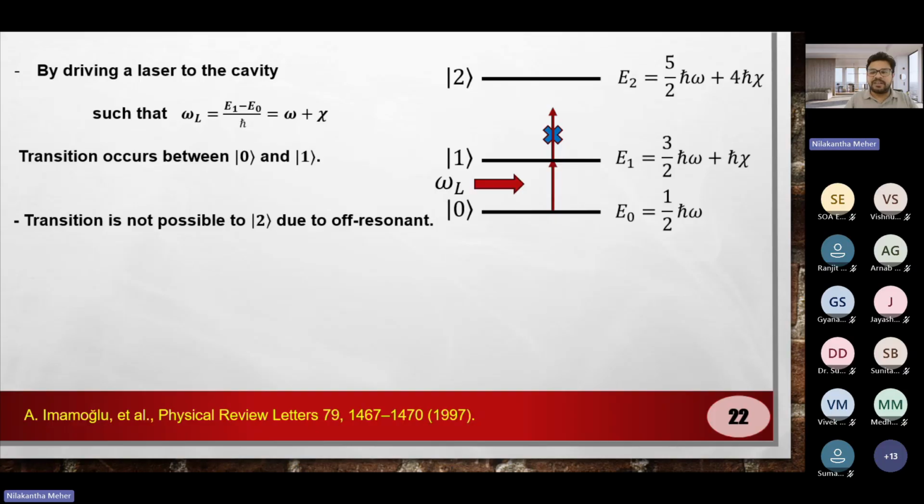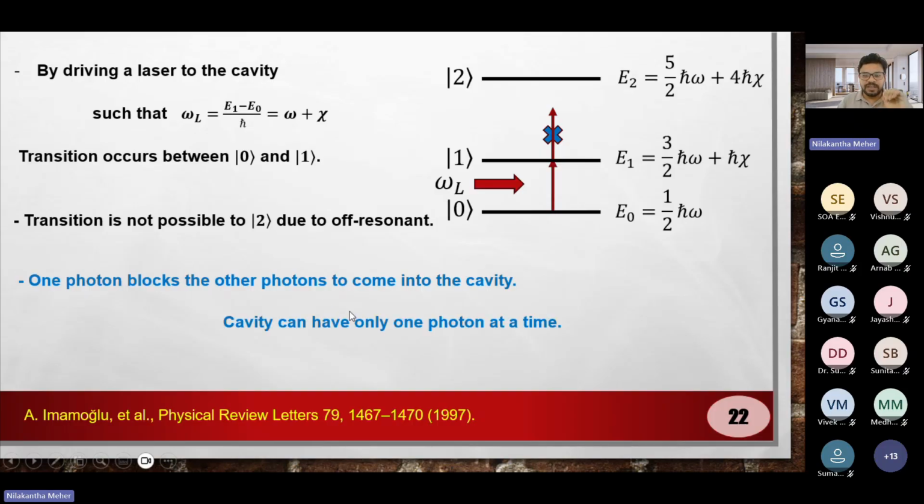So essentially what is happening inside the cavity? You have a Kerr nonlinear medium and you are driving by a laser with a frequency omega plus chi. So what is happening actually? The presence of one photon inside the cavity essentially blocks the other photon from coming into the cavity. It means the cavity can have only one photon at a time. It cannot have two photons or more than one photon. So this is called essentially photon blockade. That single photon present in the cavity is blocking another photon from coming into the cavity. So that's why we call it photon blockade.